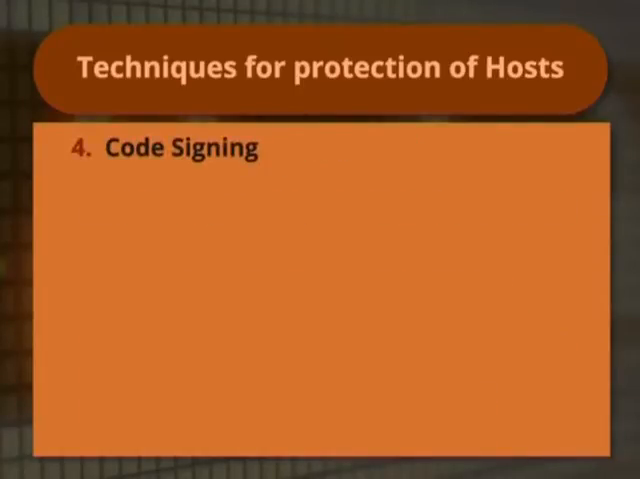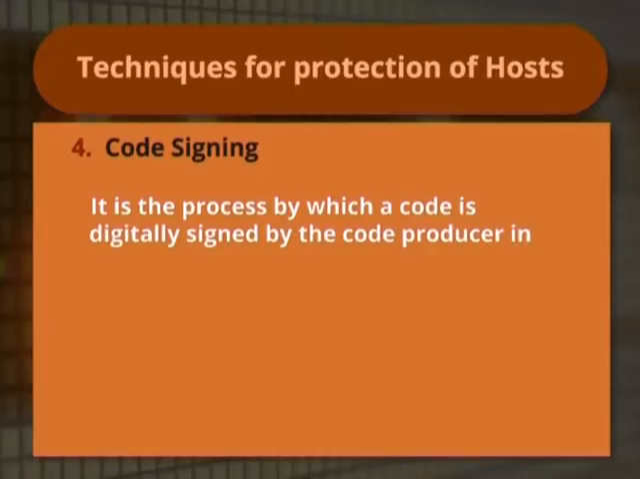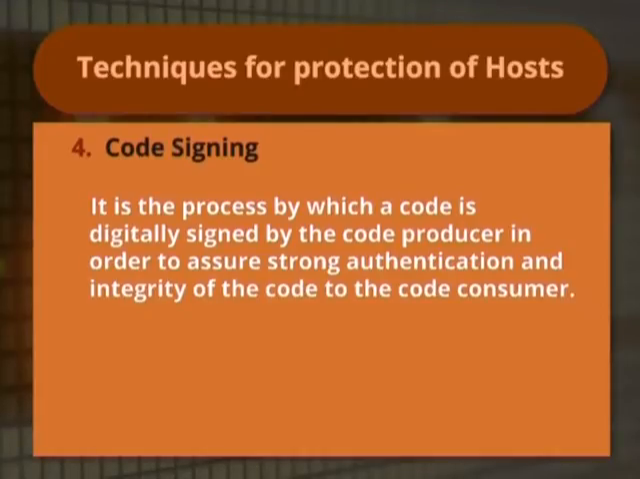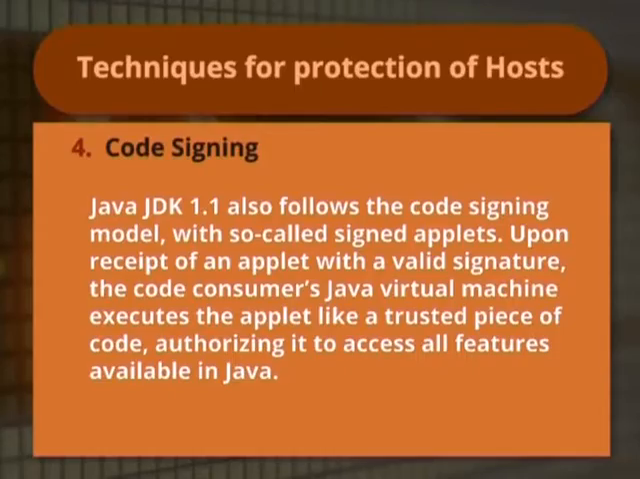Next is code signing. Code signing is the process by which code is digitally signed by the code producer in order to assure strong authentication and integrity of the code to the code consumer. This model was first introduced by Microsoft within the ActiveX framework. Java JDK 1.1 also follows the code signing model with so called applets.